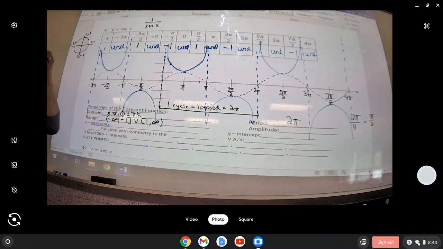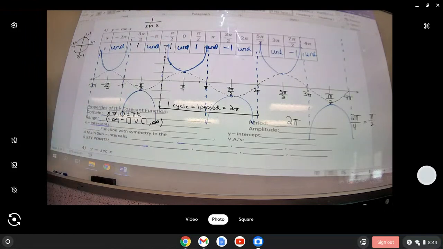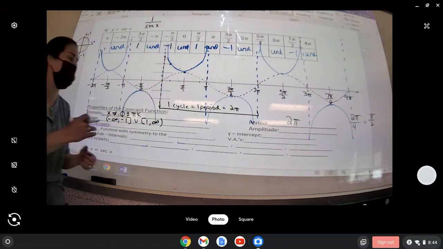The amplitude. Well, guys, again, since these curves are shooting off to infinity, to find half the distance between the highest and lowest point is irrelevant. So NA.